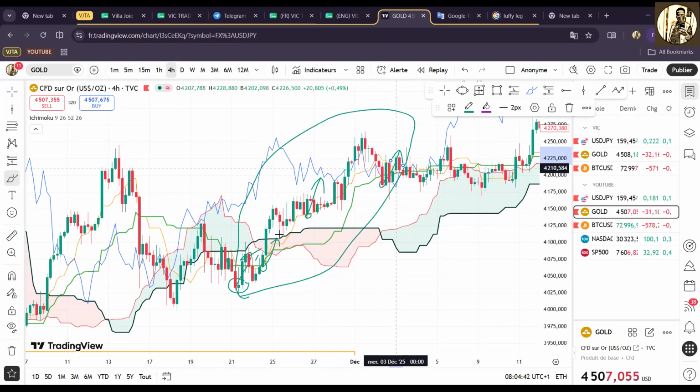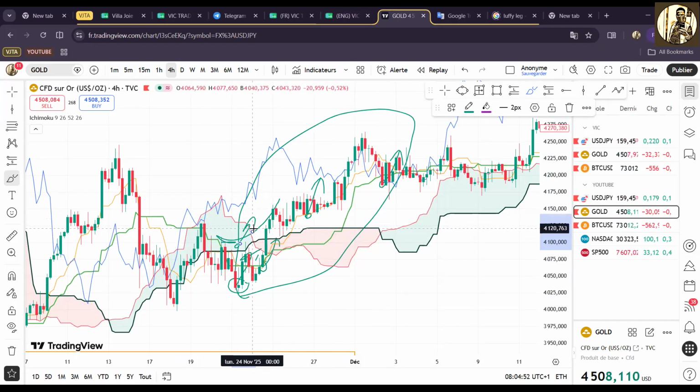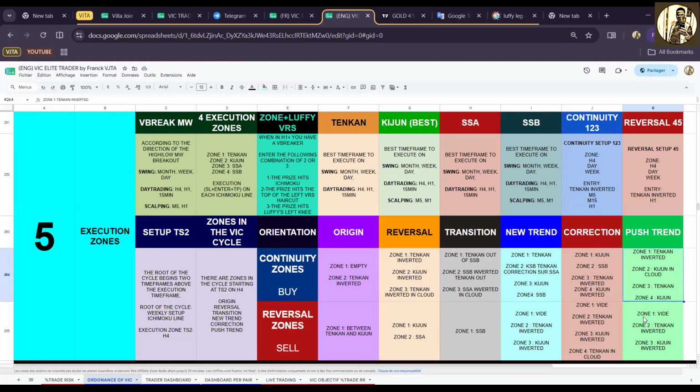Those are continuity zones. But sometimes Kijun is even inside the cloud here, and the push, as I told you, you realize that the push goes to the upside when Kijun is still inside the cloud without getting out of the cloud, like this example. So now the reversal zones are the MT, the Tenkan inverted, and the Kijun inverted.